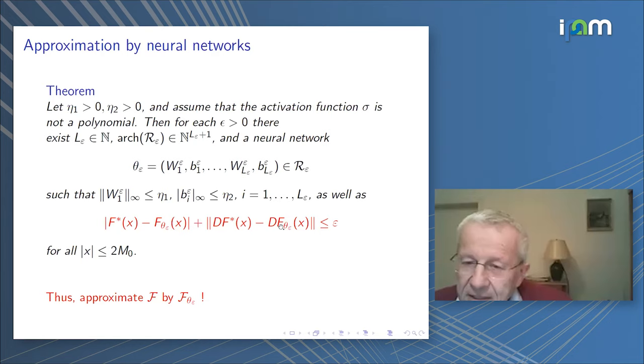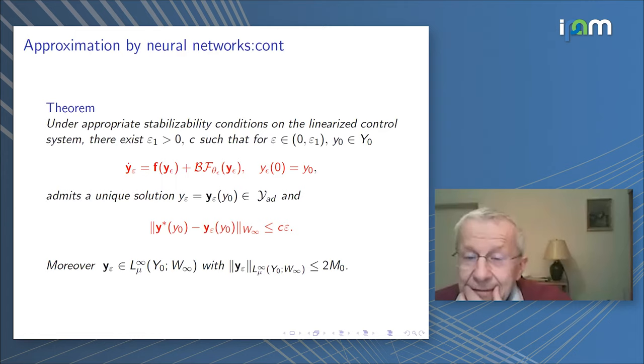Okay. So I now need to prove existence for my approximated neural networks. We take these neural network functions, and we prove that under appropriate stabilizability conditions on the linearized control system, there exists an epsilon 1, a threshold, such that for all epsilon smaller than this epsilon 1, these approximated control systems have a solution, and they approximate the original up to order epsilon. So quite well. Moreover, they can also be uniformly bounded.